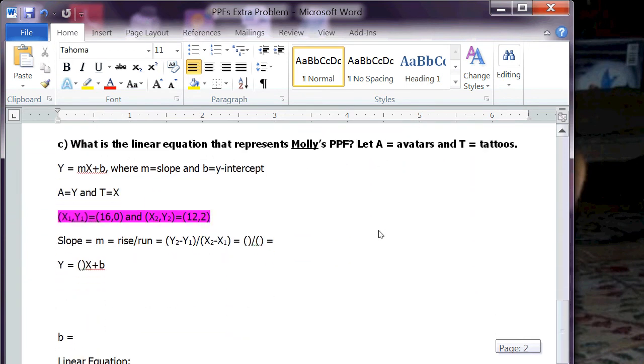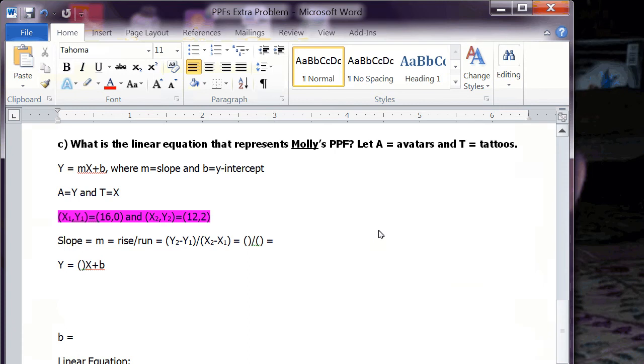To find the equation of the line, we're going to use the form y equals mx plus b. Y equals mx plus b is one way you can write a linear equation. There are others, but that's a very simple way, and that's the way we're going to choose today. The m stands for the slope, and the b stands for the y-intercept. And again, they've told us that we're going to call avatars A and tattoos T.